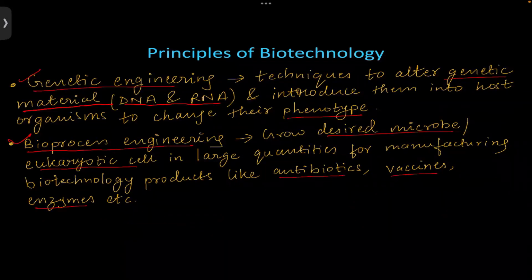If you know the penicillin antibiotic, it is produced natively by a fungus, Penicillium. People grow this Penicillium fungus in very large quantities in order to produce the antibiotic penicillin. So this is an example of bioprocess engineering.